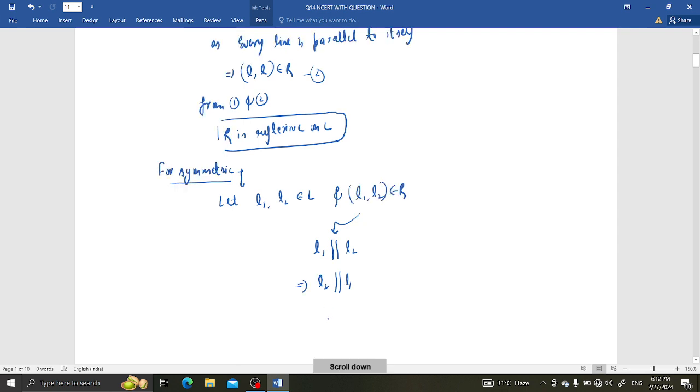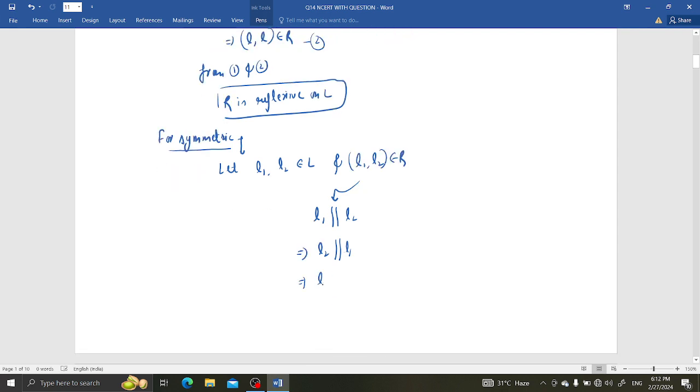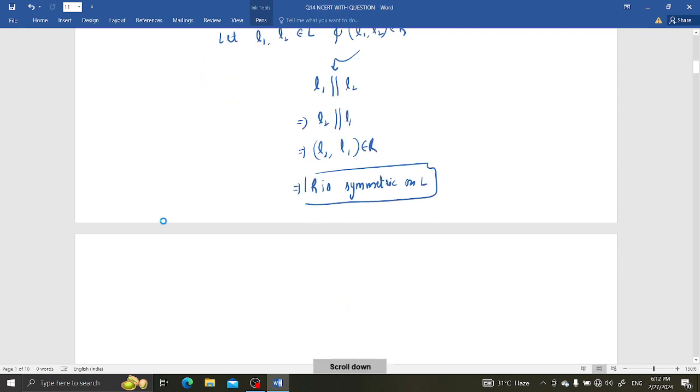Hence, what does it imply? L2 comma L1 belongs to relation R. It implies R is symmetric on L. Okay. Now symmetry is complete. Now transitivity.